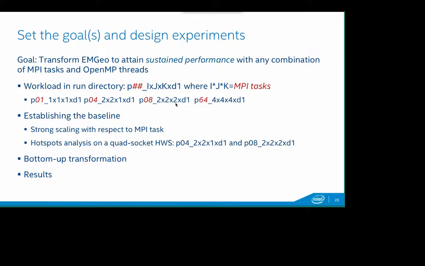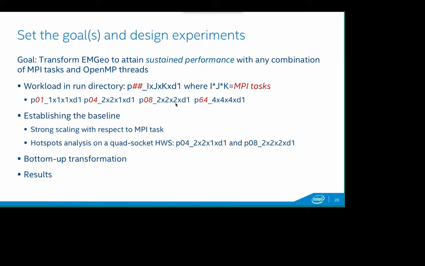But because of the particular way EMGO employs the data partition, we can only run a certain number of MPI processes. So in that sense, we couldn't do everything we could possibly do. But in a way, that's good because we can define what the matching points are that we want to meet by doing this exercise.